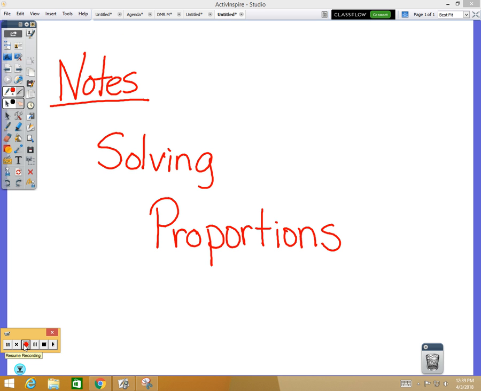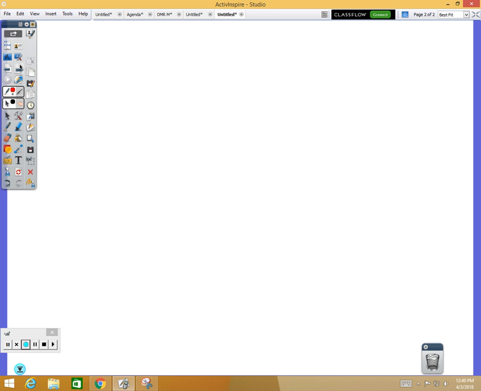Okay, so we have solved proportions this year, so hopefully this will be a review for you. First of all, an example of a proportion, a very easy proportion. This would be a proportion. Okay, 1/2 is the same thing as 3/6. So it's basically just two fractions that are equal to each other.